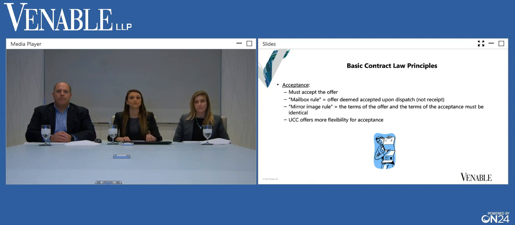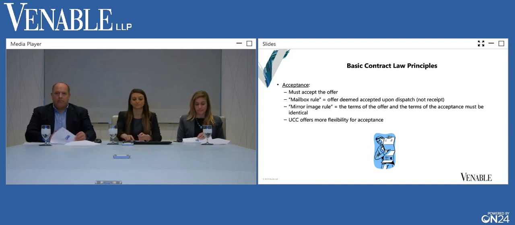We also have something called the mirror image rule, and this serves to protect the terms of the agreement. This means that the terms of the offer that are sent out have to be the same as the terms that the offeree is actually accepting. It just makes sure that there is a mirror image and that these terms are identical. Under the UCC, which again applies to the sale of goods, there's more flexibility for acceptance, and it depends on the type of transaction.